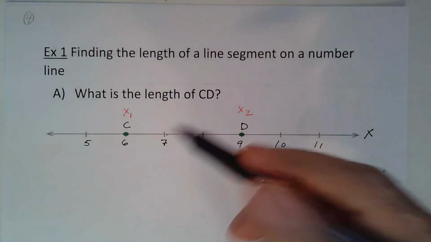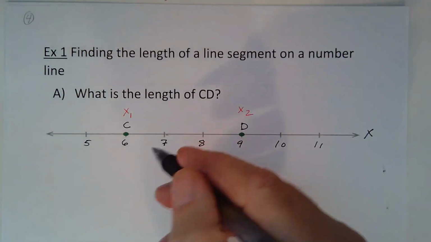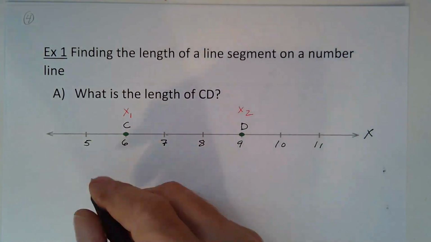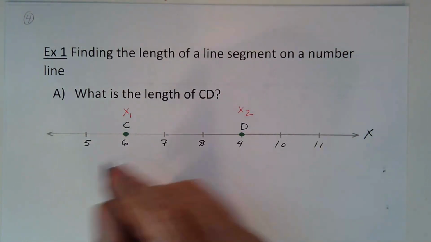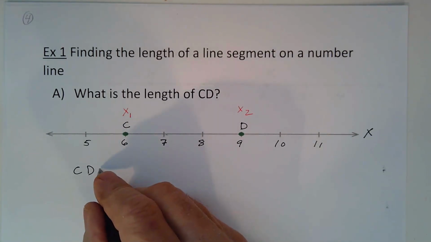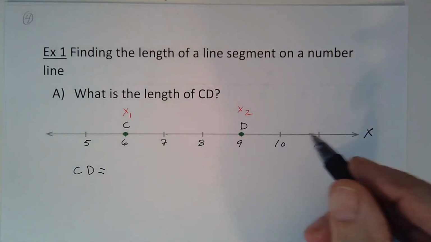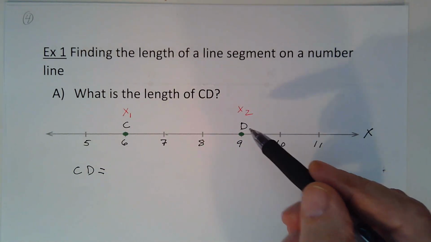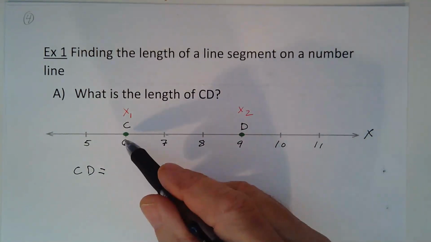And so we've got this length CD, and we want to know what its length is, so CD has to equal something. So I'm going to put down here CD equals, and then what it is, it's the difference between the x2 coordinate and the x1 coordinate.